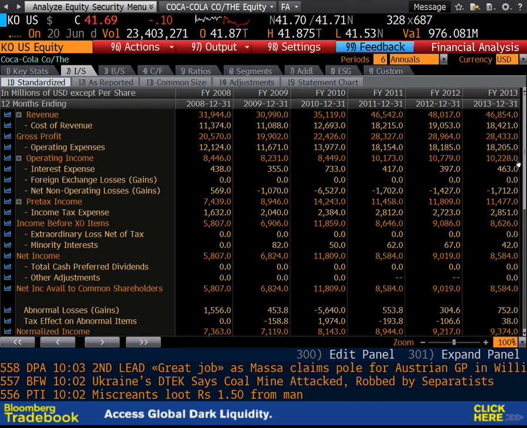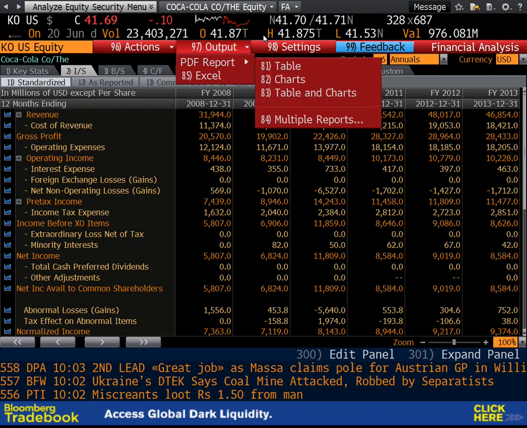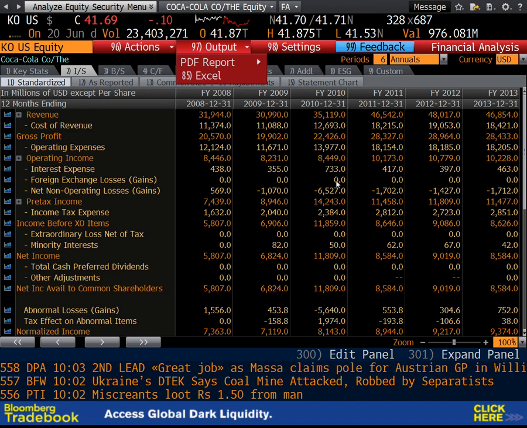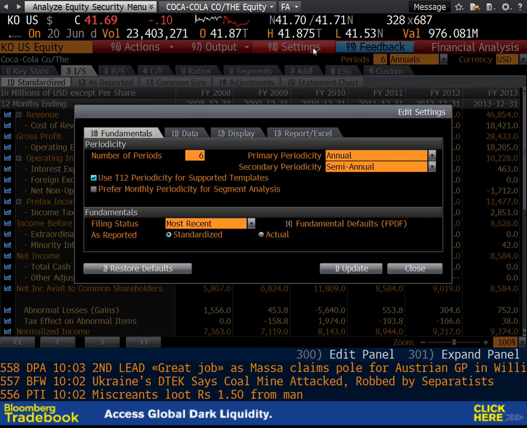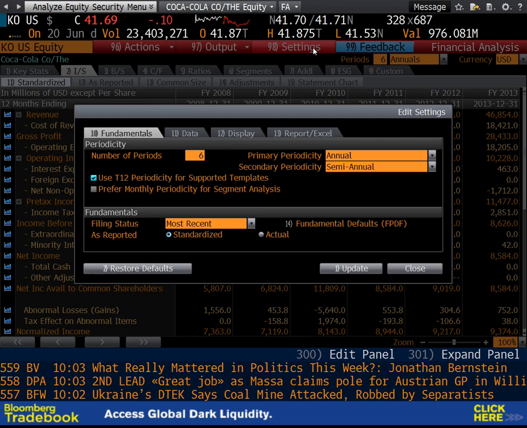But here's the next thing. We're going to dump this to Excel, but before we do, Bloomberg will allow you to slice and dice this data in many different ways. So your accounts need to be set up properly. You click on settings to make sure it's set up in a way that the model we're creating is going to accept.